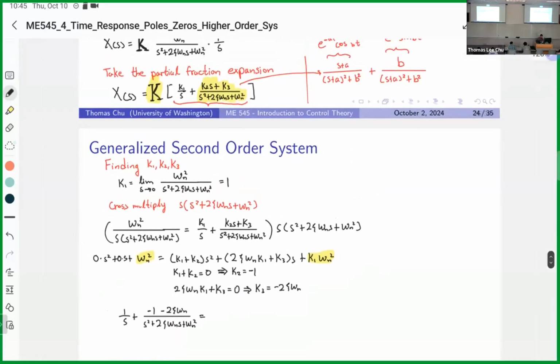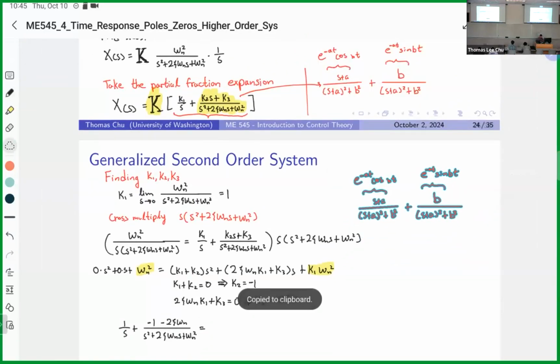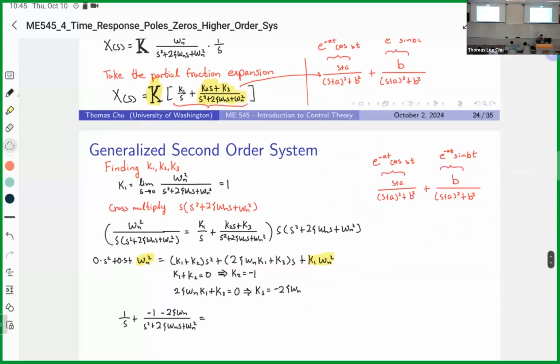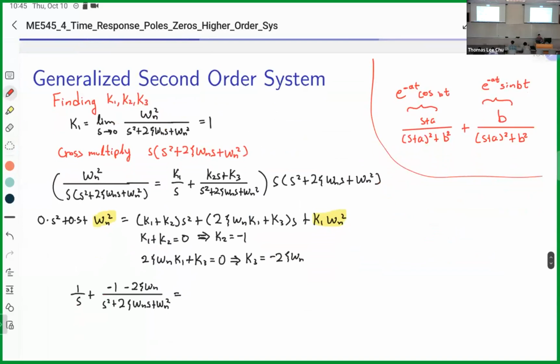So I'm going to just, this is the form we want. Are there any questions so far? I'll let you guys catch up.